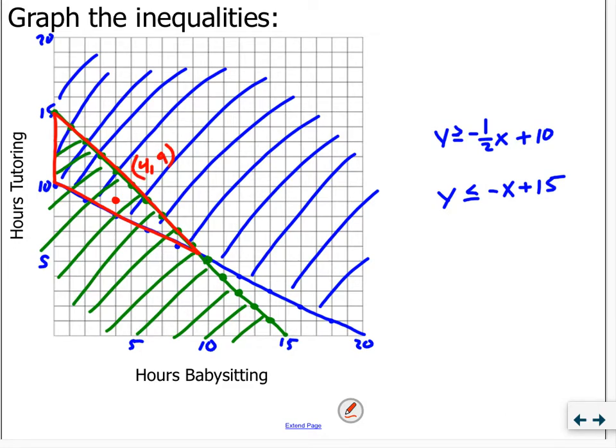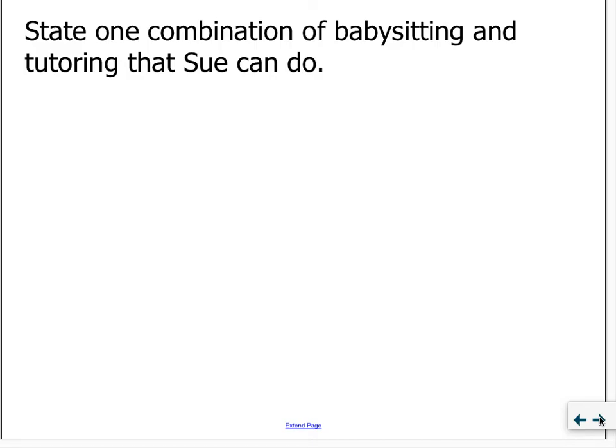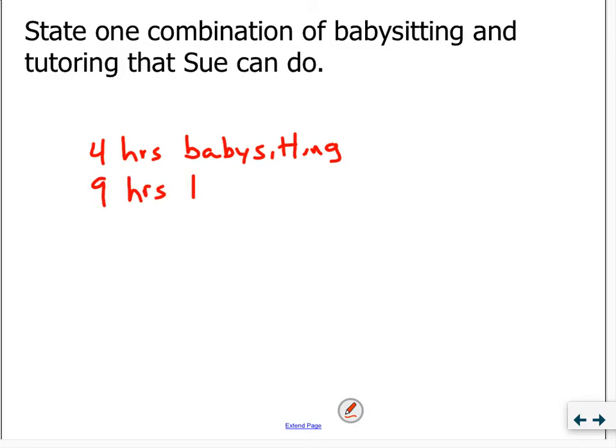So what does that mean? That means that a combination of babysitting and tutoring hours, if she does 4 hours of babysitting a week and 9 hours of tutoring a week, she will satisfy both of her conditions. She works less than 15 hours, which was one of her conditions, and she'll earn more than $100.